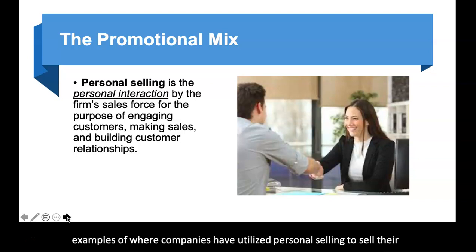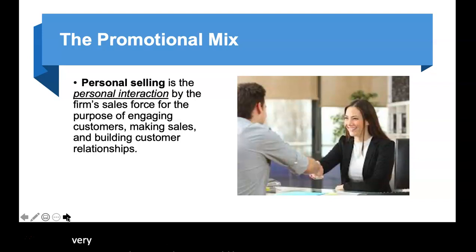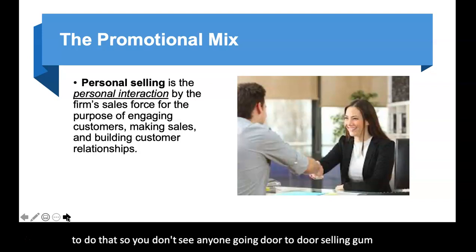You wouldn't find it with products or services that are very inexpensive, because then it would be very expensive for the company to do that. So you don't see anyone going door to door selling gum or anyone going door to door selling pencils. However, the gum manufacturers do have salespeople that sell to supermarket chains and convenience store chains. Obviously, that is where you would find those sales forces, but they wouldn't be interacting directly with the consumer for such low priced items.